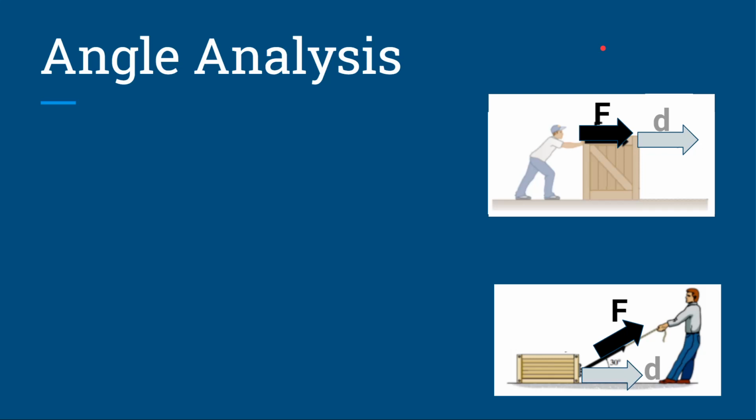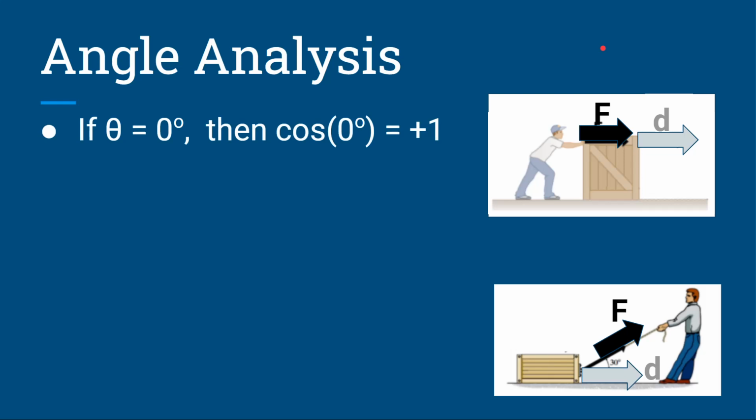All right, so I said we would look at angles. So the first one is, what if the angle is 0 degrees? Okay, if there is no separation between the direction of the object's motion, its displacement, and the direction of the force being applied, if they're completely parallel to each other, that would be an angle of 0.